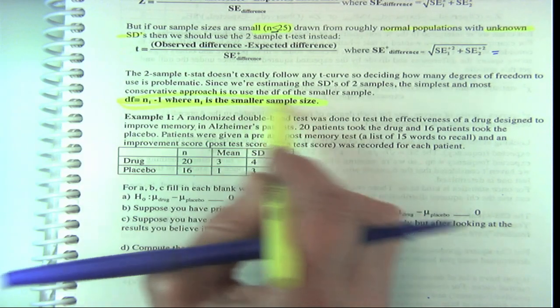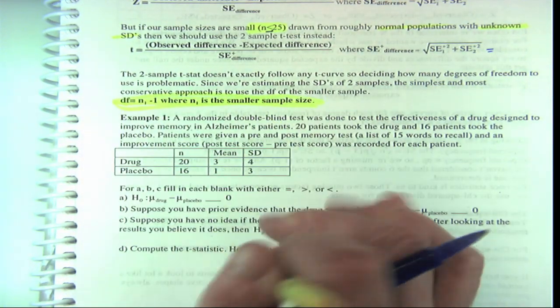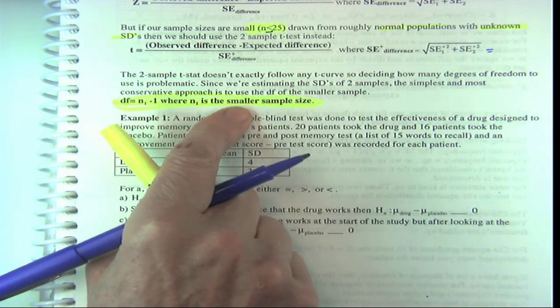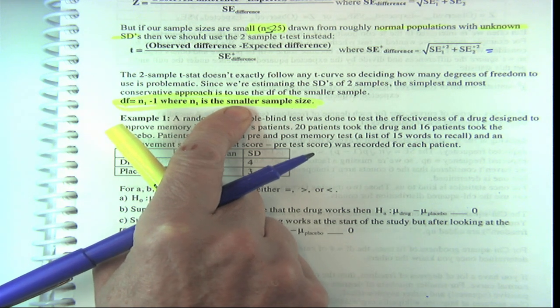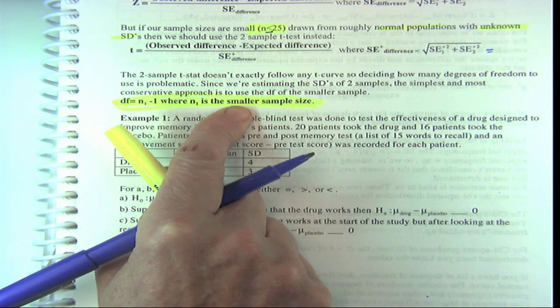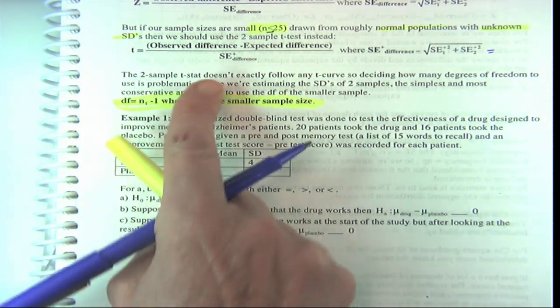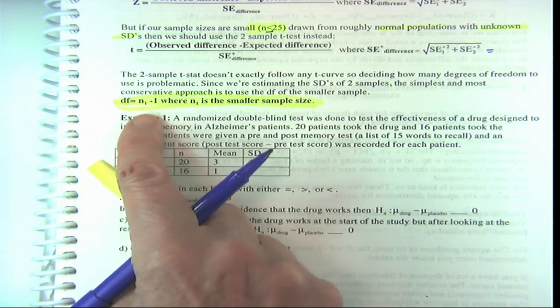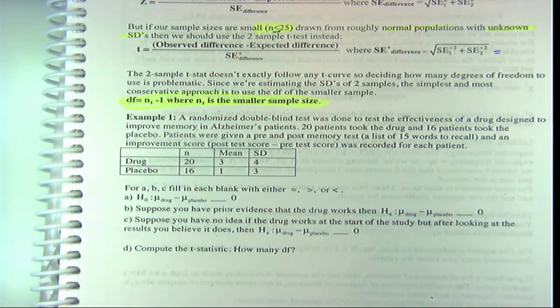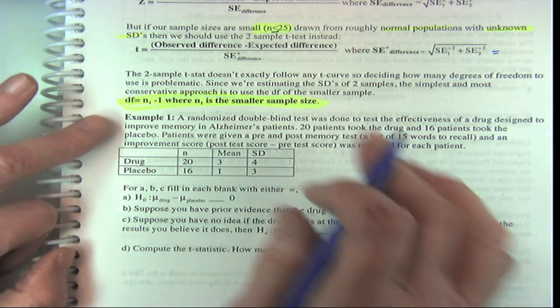Now, I just want to warn you, if you're going to do the R bonus, they're going to use something more complicated called a Welch's t-test. If you just give the command in R for the t-test, it doesn't do this two-sample t-test with these degrees of freedom. It does the same thing, but it computes the degrees of freedom differently. All right.